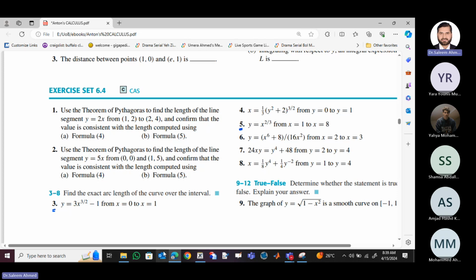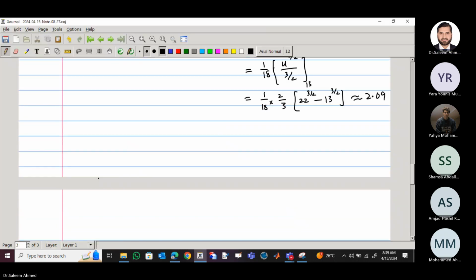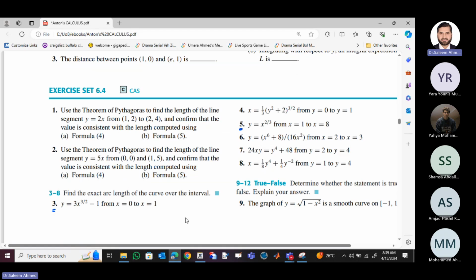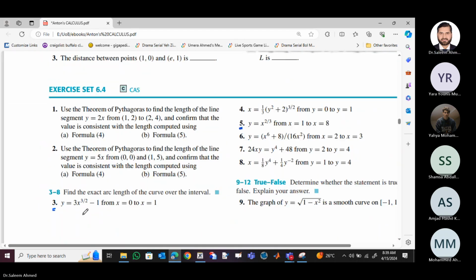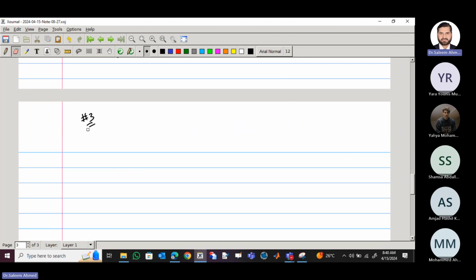If you want, I can repeat one of them. Let's say from exercises, try exercises 3 to 8 on page 441. Try any one. So let me make an integral and then I can leave. You can complete the integral because you have done it in chapter 5 and 6.